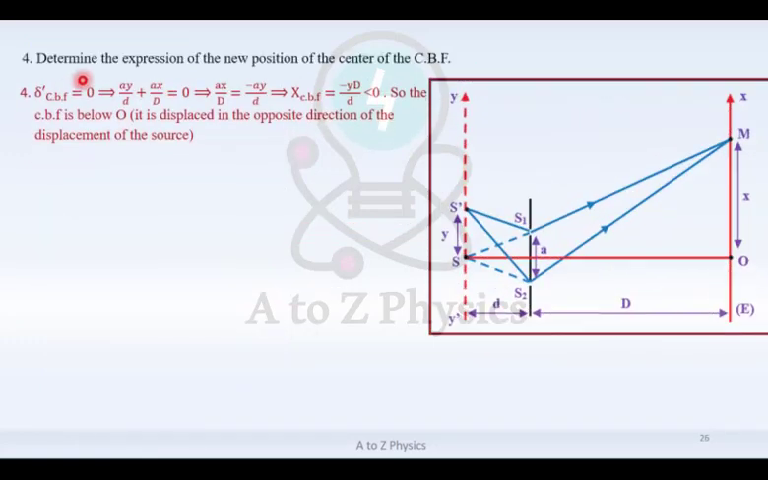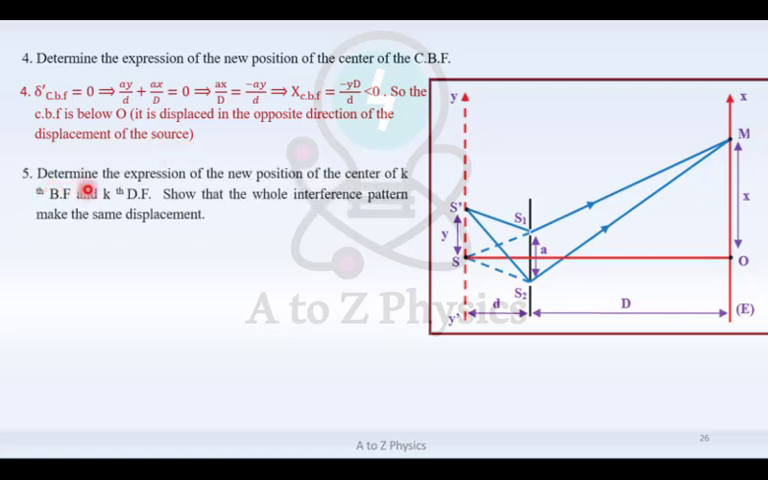Part 4. Determine the expression of the new position of the center of the central bright fringe. The optical path difference of the new central bright fringe is equal to 0, which implies ay over small d plus ax over large D equal to 0, which implies ax over large D equal minus ay over small d, which implies x of the new central bright fringe equal to minus y large D over small d, less than 0. So the central bright fringe is below O. It is displaced in the opposite direction of the displacement of the source.